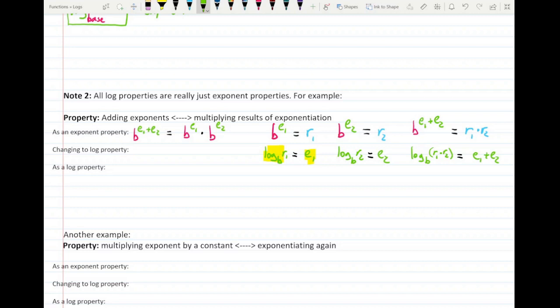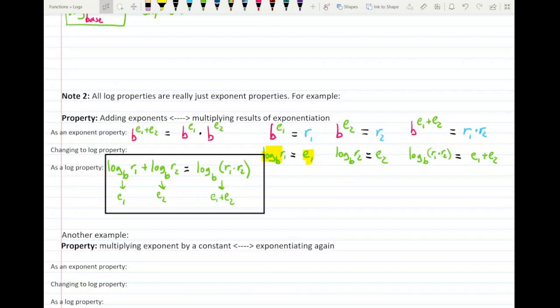However, this renaming lets us write log base b of r1 plus log base b of r2 is equal to log base b of r1 times r2, because log base b of r1 is e1, log base b of r2 is e2, and log base b of r1 times r2 is e1 plus e2. This here is our first important log property that we just got from an exponent property.